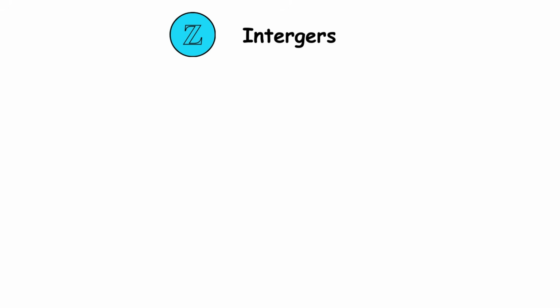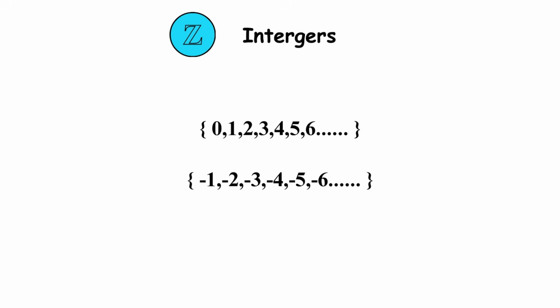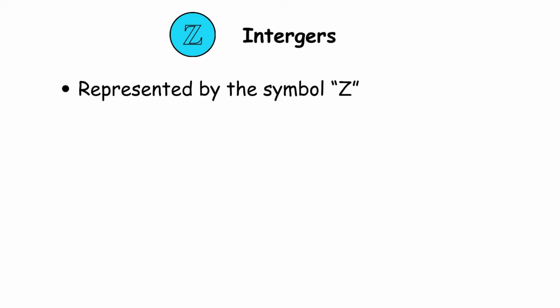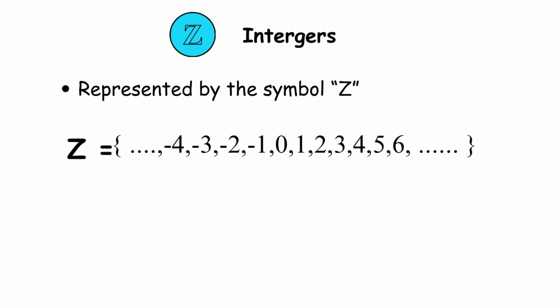Integers. Integers are defined as the set of all whole numbers, with a negative set of natural numbers. These numbers can be positive, negative, or 0, and they extend infinitely in both directions on the number line. The integer set is represented by the symbol Z. The set of integers is defined as follows.